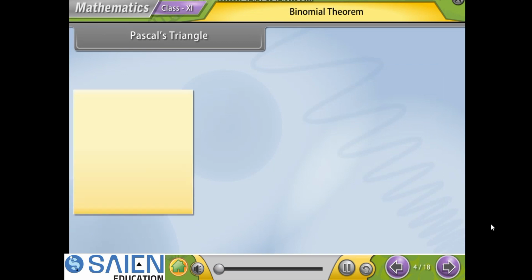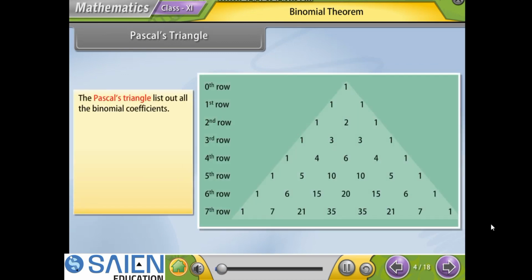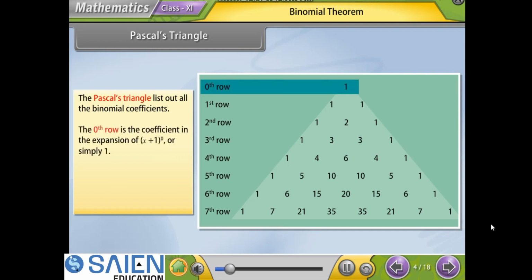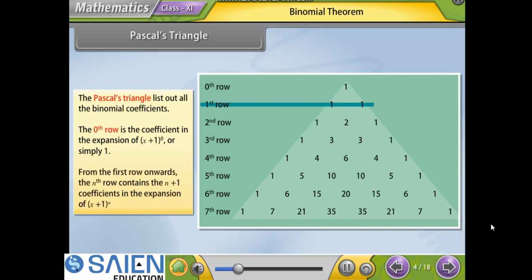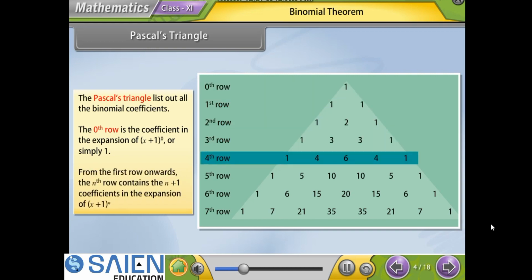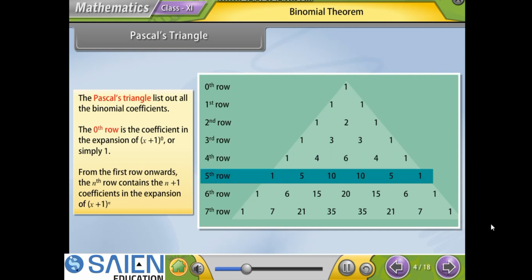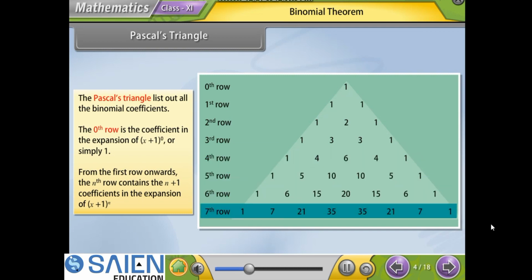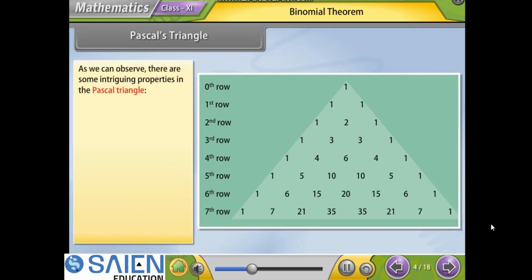Pascal's triangle. The Pascal's triangle lists out all the binomial coefficients as shown in the figure. The zeroth row is the coefficient in the expansion of x plus 1 raised to power 0, or simply 1. From the first row onwards, the nth row contains the n plus 1 coefficients in the expansion of x plus 1 raised to power n. As we can observe, there are some intriguing properties in the Pascal's triangle.